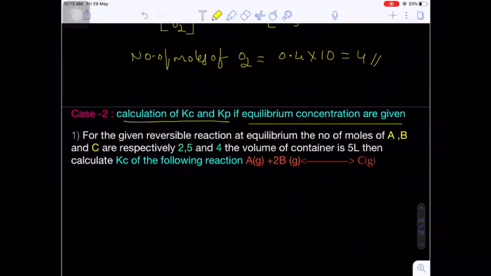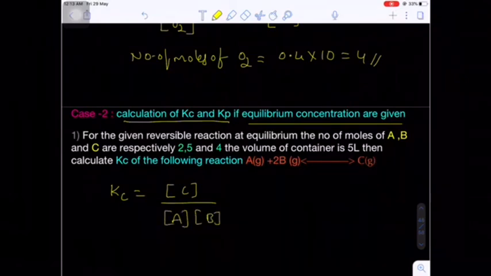Now the next case: the calculation of Kc and Kp if the equilibrium concentrations are given. This is a direct question. If the concentration of the species at equilibrium is given, it is very easy to calculate. Let's suppose we have one equation, A plus 2B gives C. Directly we can write the Kc expression: concentration of C whole divided by concentration of A multiplied by concentration of B whole square.